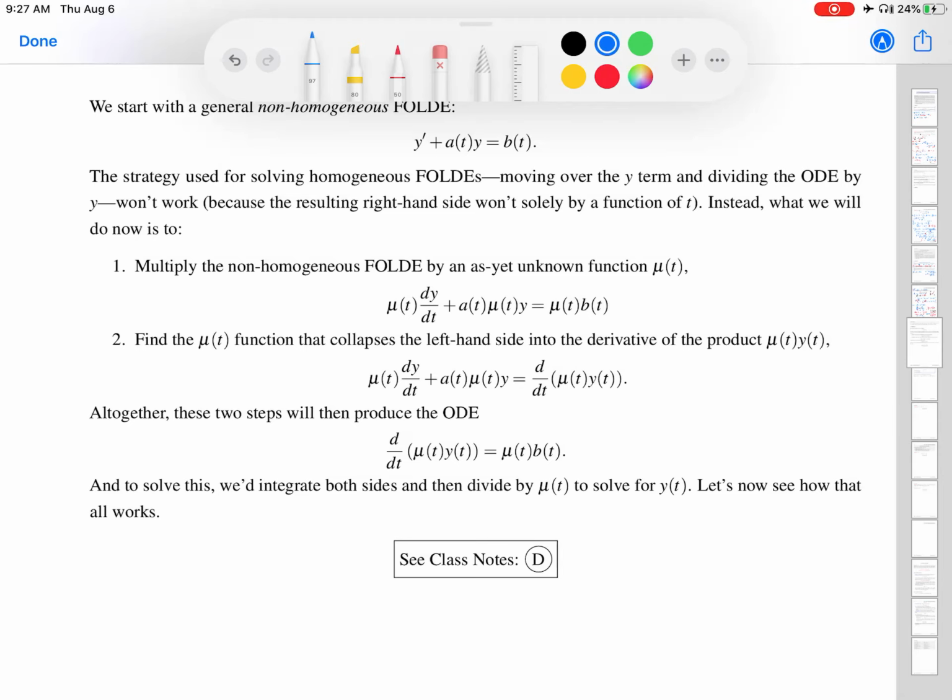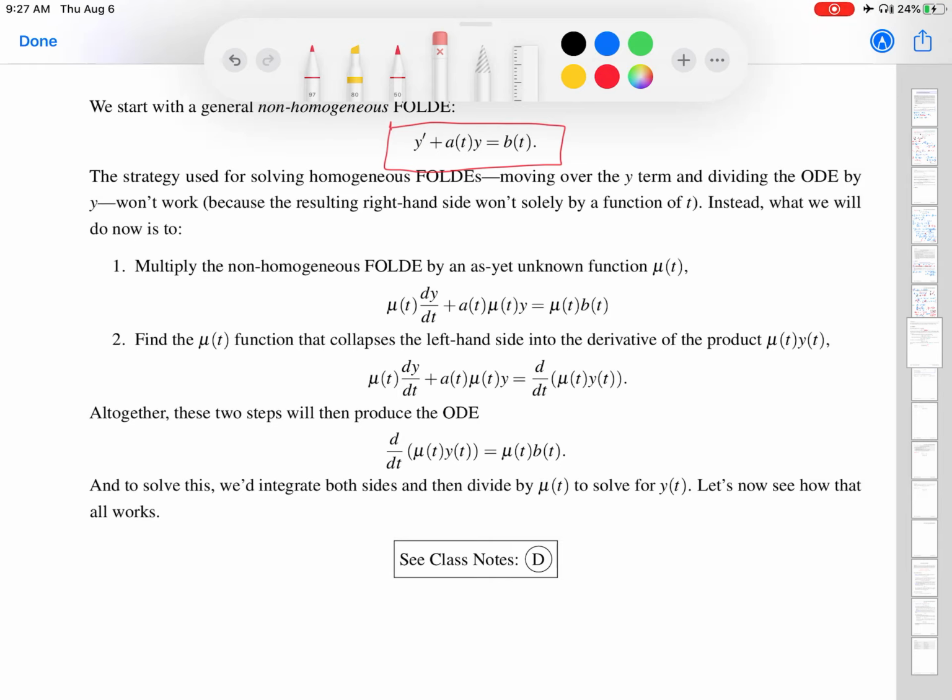So this is Class Notes D in Lesson 1, and there was a lot of stuff going on right before we got to Class Notes D. So what I'm going to do is review a little bit of that as we fill in Class Notes D. So what were we trying to do? We were trying to solve this non-homogeneous first-order linear ODE by using this unknown function mu. And that is part of what Class Notes D is going to help us do. We are going to figure out what this function mu is.